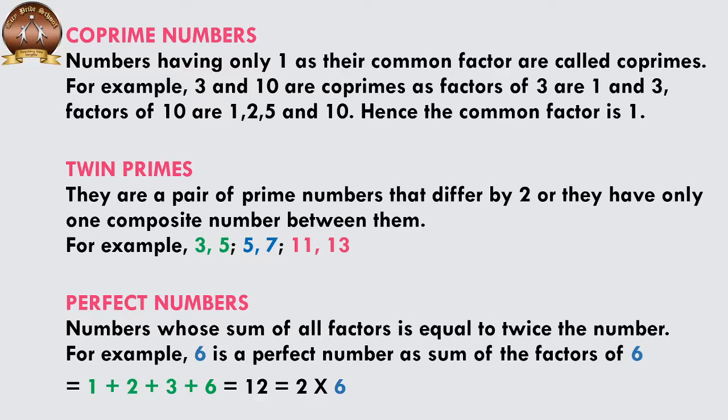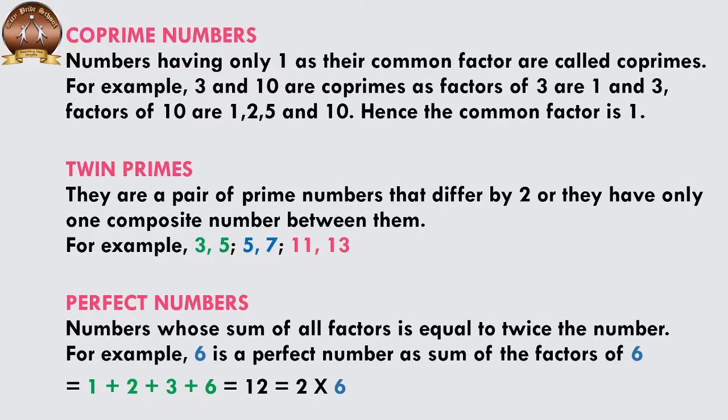There is one other thing to be noted about twin prime numbers, that is they have only one composite number between them. For example, 3 and 5, the number between 3 and 5 is 4, and 4 is a composite number. Only a single composite number exists between them. 5 and 7 are twin prime numbers, and between them is 6, which is one composite number. Okay, then we come to the perfect numbers.